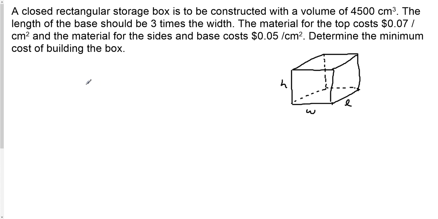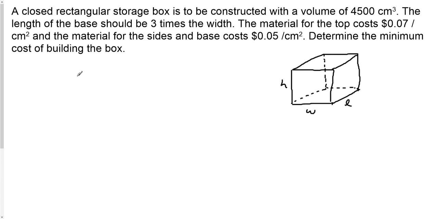Well, let's take a look at this question here. A closed rectangular storage box is to be constructed with a volume of 4,500 cubic centimeters. The length of the base should be 3 times the width. The material for the top costs 7 cents or $0.07 per centimeter squared, and the material for the sides and the base costs 5 cents or $0.05 per centimeter squared. So we have two different costs for two different materials. Determine the minimum cost of building the box.